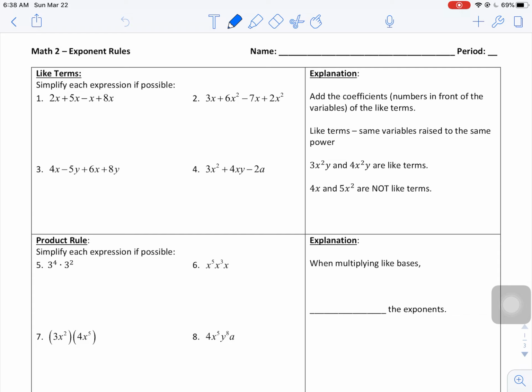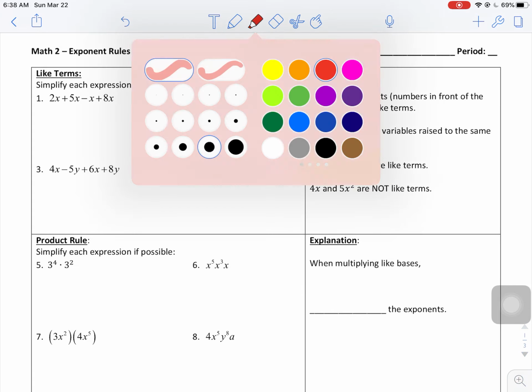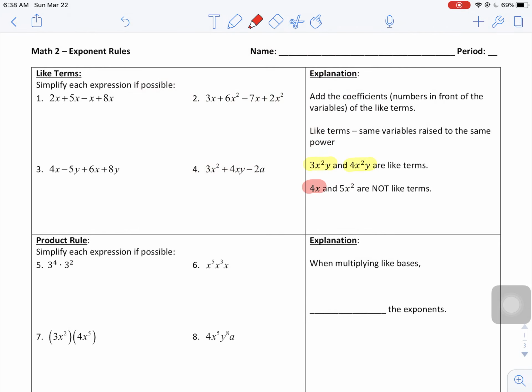So for example, 3x squared y and 4x squared y are like terms. So these two highlighted in yellow are like terms. And then 4x and 5x squared are not like terms because they are not the same variable raised to the same exponent. One is an x and one is an x squared. That does not match. Looking at number 1, all of those terms are plain x's, so they're all like terms.